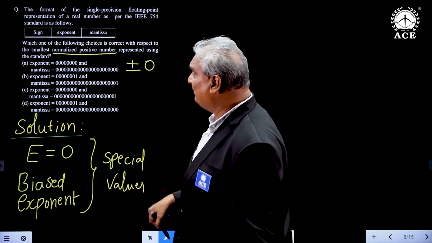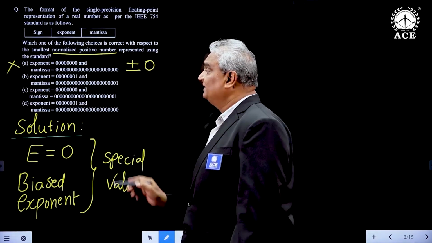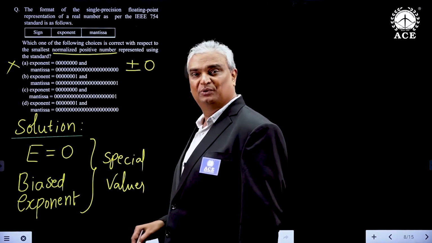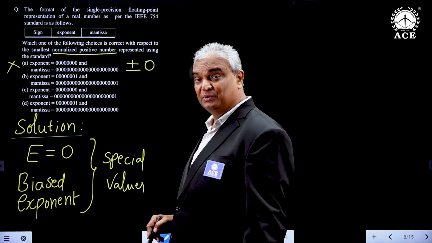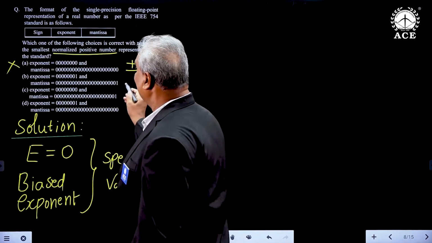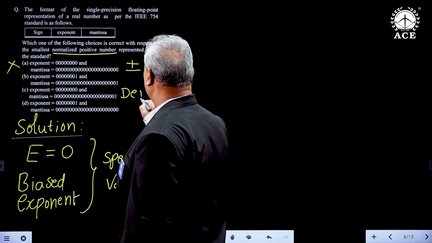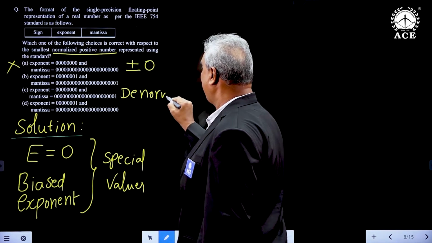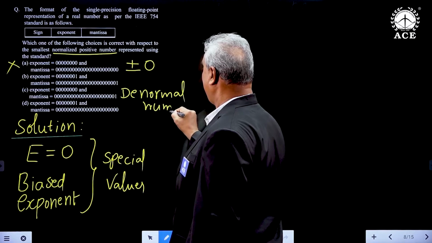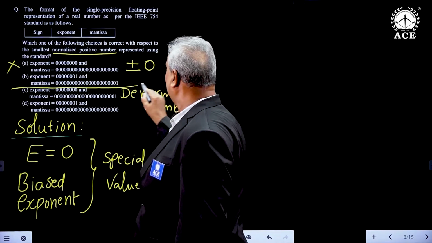If the sign bit is 1, it becomes negative 0. That's why option A is wrong. What about option C? Exponent is 0, mantissa is 1. If the biased exponent is 0, normalization is not possible. At the same time, it is known as a denormal number. Option C is a denormal number.